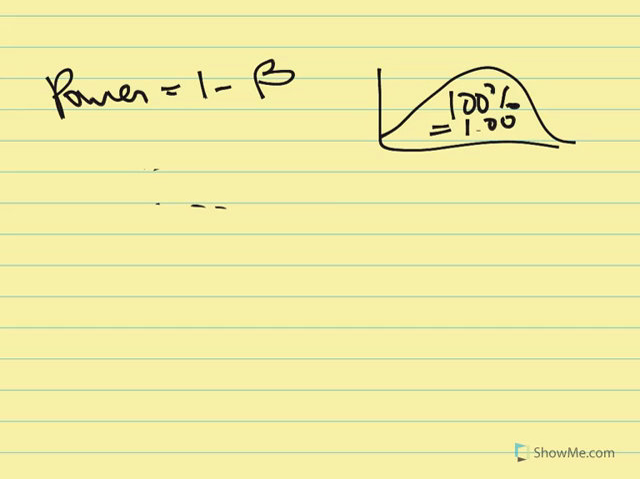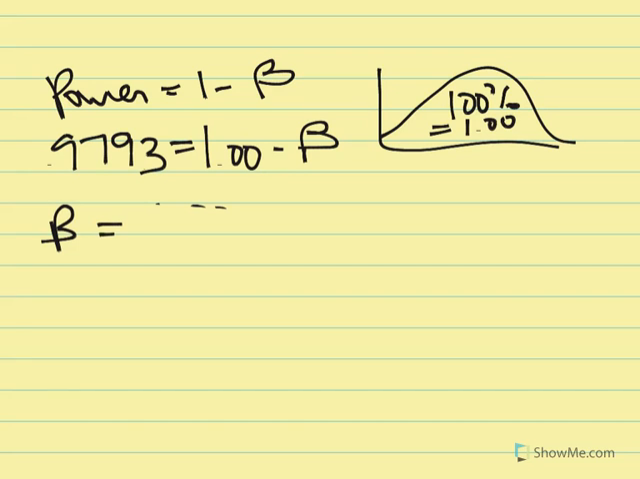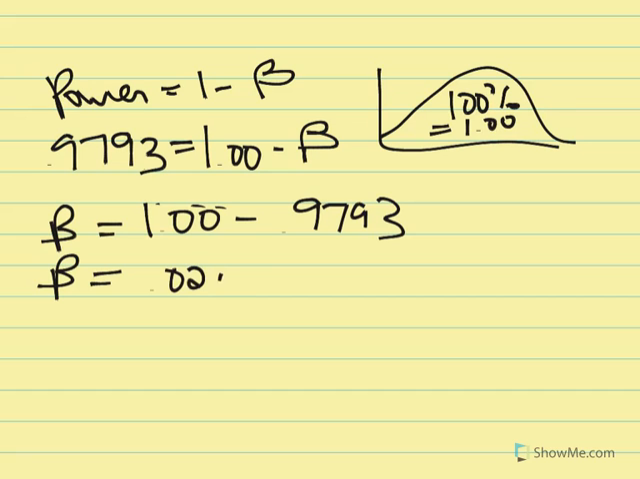So if now we've determined the power is equal to 0.9793, and 1 remains the same, minus beta, we can figure out what beta is equal to. So beta would equal 1, 1.00 just to make it a little cleaner, minus 0.9793. So beta, the probability of engaging in type 2 error, is equal to, and our calculator says, 1 minus 0.9793 gives us 0.0207.